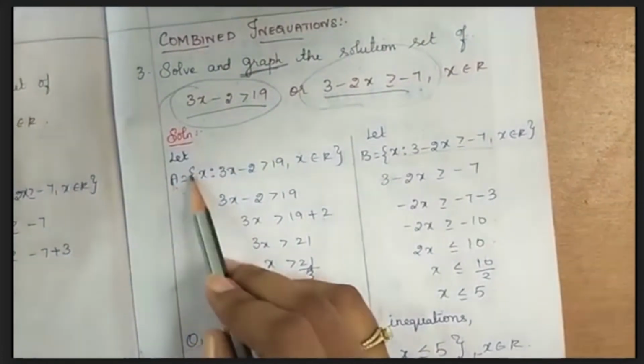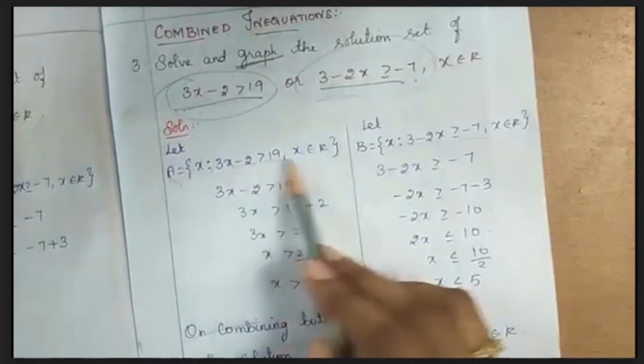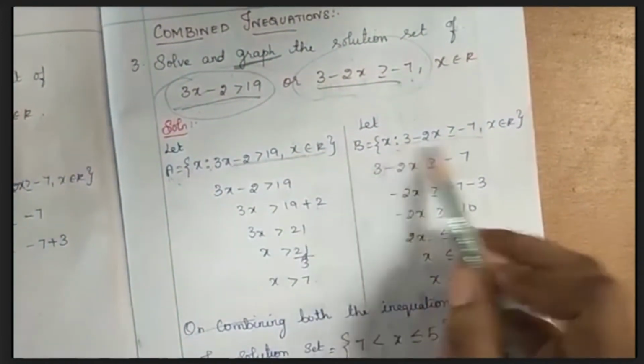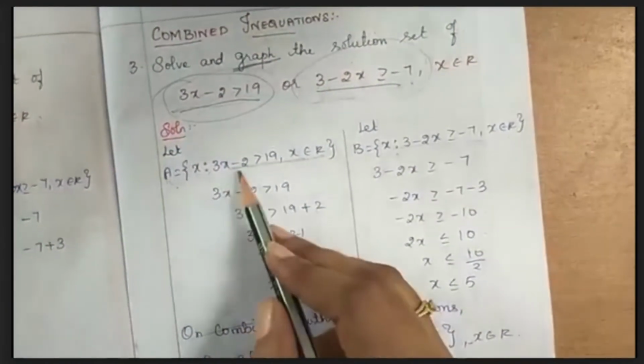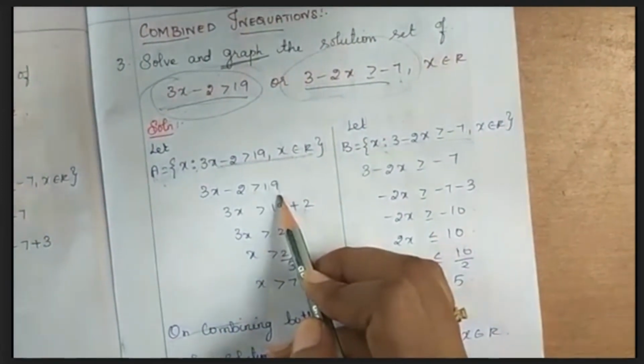Okay, so A is equal to x such that you have to write this equation in this form. Okay, and now solve it. How can you solve this? 3x minus 2 is greater than 19. I just want to find the value of x.